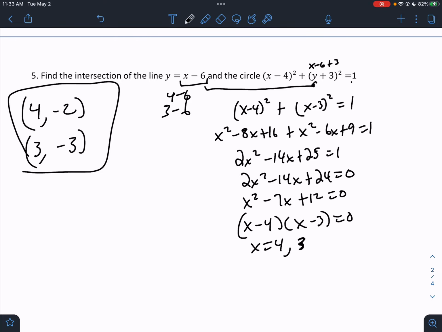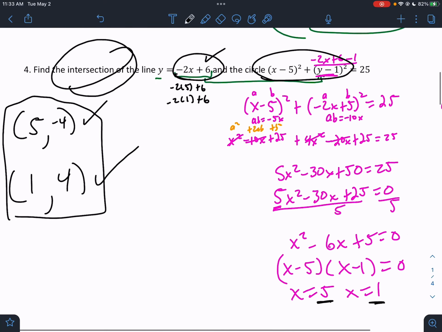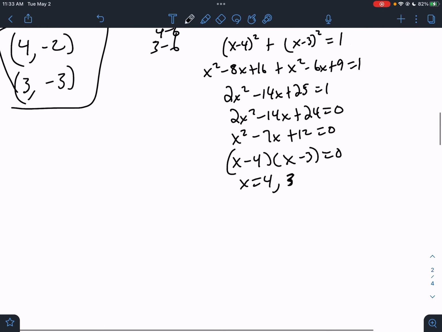So there's some of those to practice on the homework. You know, maybe erase these and try these again. See if you can do it without help.